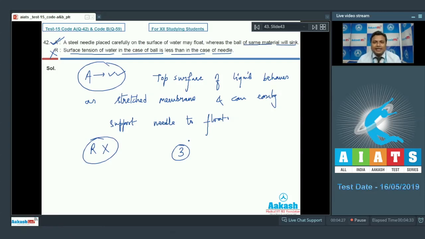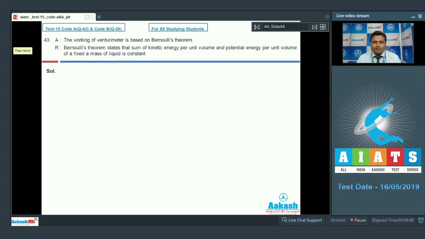Now move on to the next, that is 43 number. So here is question number 43 everyone. The working of Venturi meter is based on Bernoulli's theorem. This is absolutely correct. We know very well. Let's talk about the reason as well.